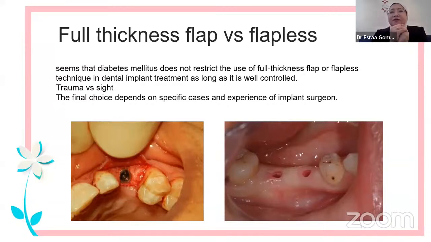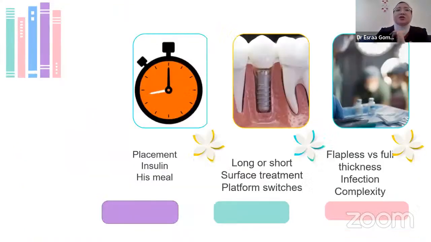As for the surgical technique itself, there are no certain guidelines on whether to use the flapless technique or the full thickness flap, but you have to remember this patient cannot deal with infection. So you choose a flap technique or a flapless one according to the situation. It's not related to his diabetic condition. As we said before, the timing of the surgery is very important to avoid any hypoglycemic complication. The timing in relation to the insulin and his meal is also very important in planning your surgical timing.